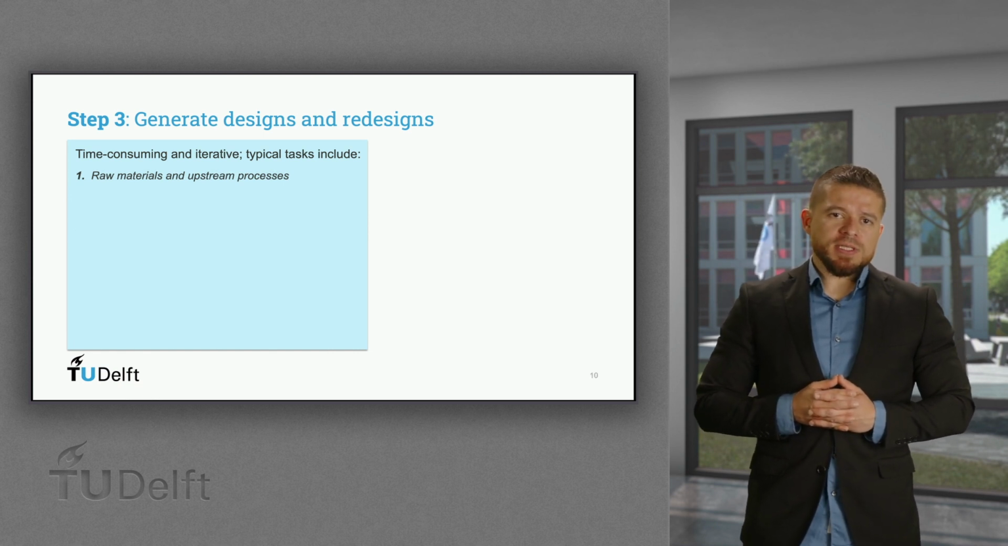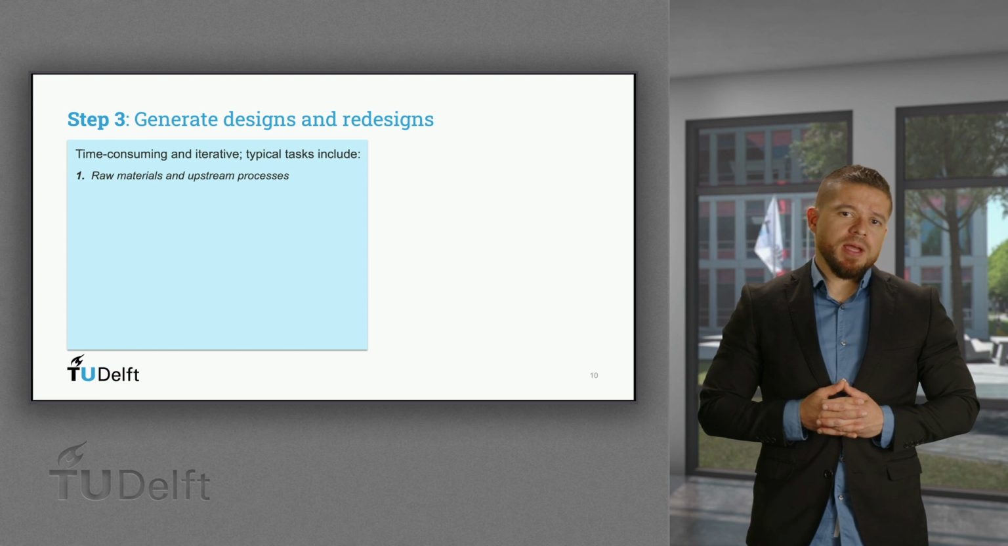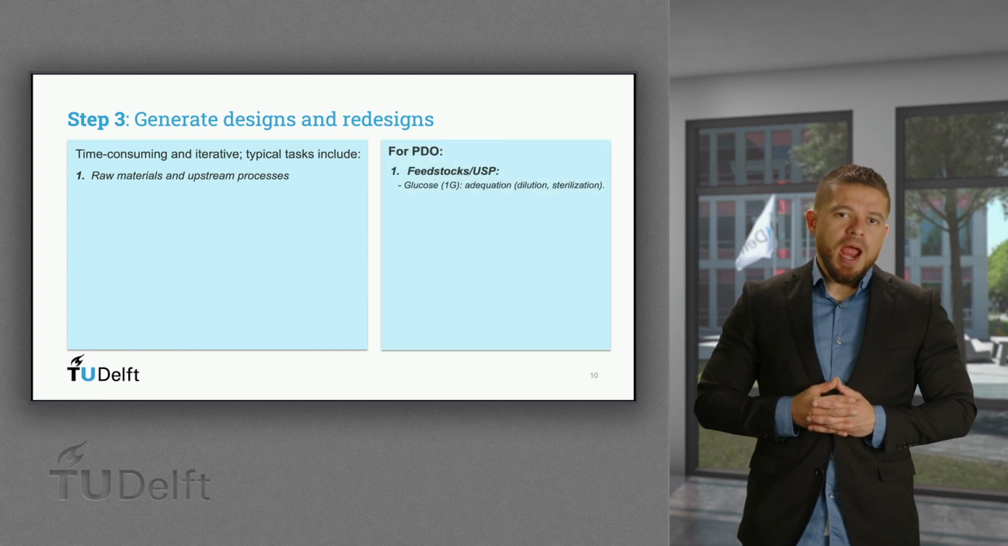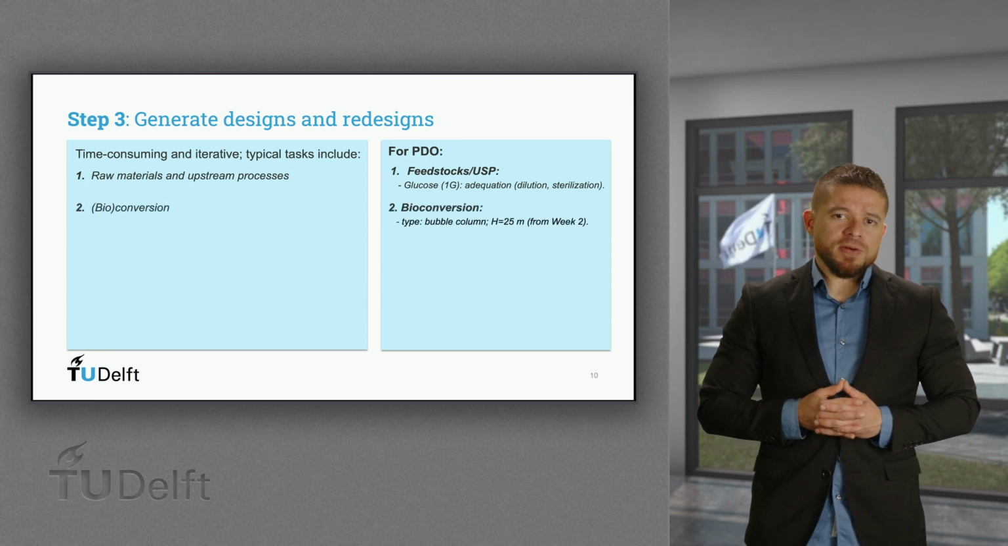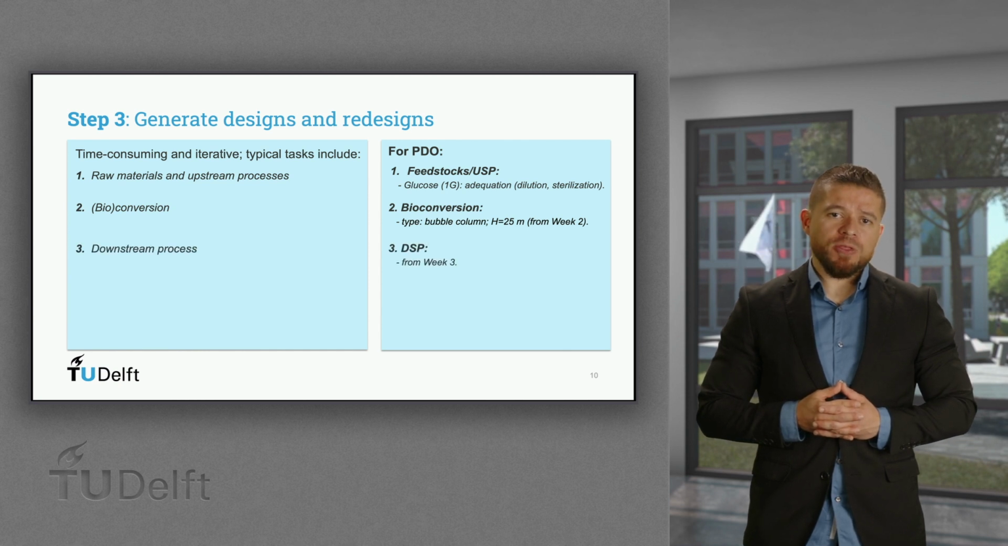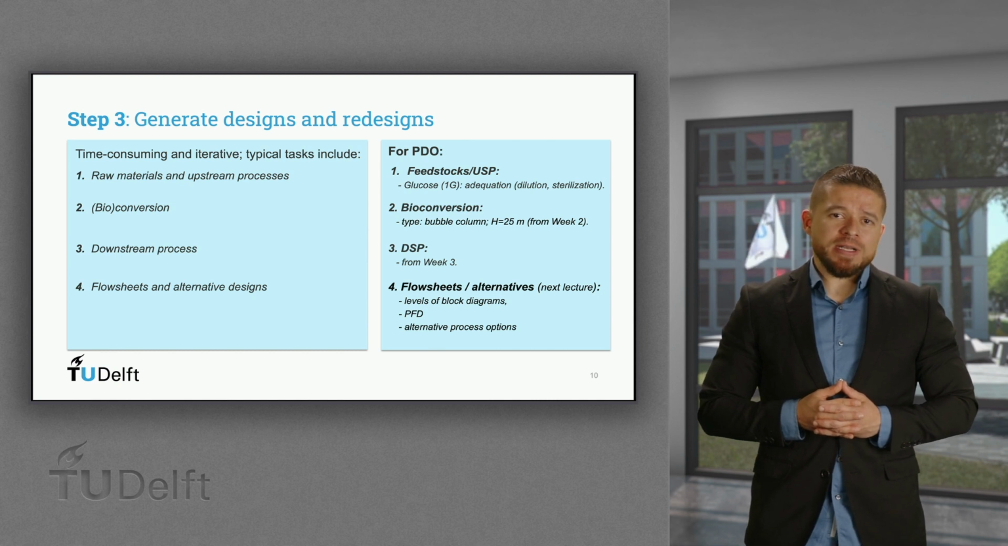Let's see how this is like for our case study. During the previous weeks, most of the process-related decisions were made. The feedstock is glucose, and therefore limited adequation is needed. The bioreactor is a bubble column with a height of 25 meters, and the downstream process was sufficiently described in week 3. And flow sheets at the different levels will be covered in the next lecture.